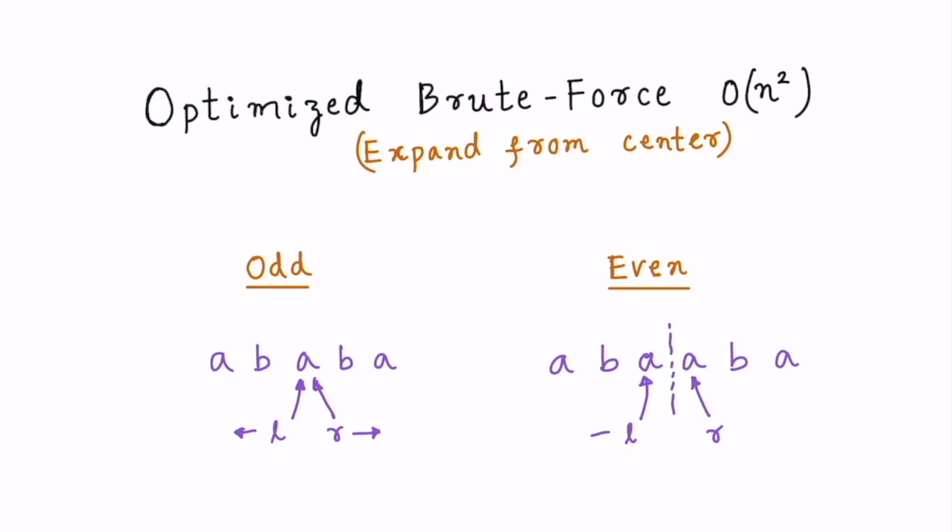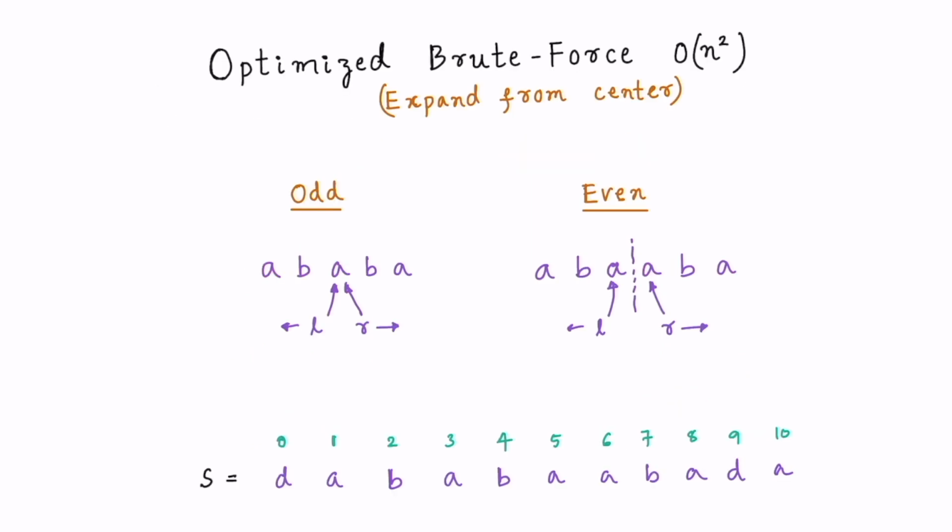We keep moving the left pointer to the left by one step and the right pointer to the right by one step as long as these two characters are the same. And we stop moving them when we find two characters that are not equal. So let's apply this method to find the longest palindrome in the given input string.